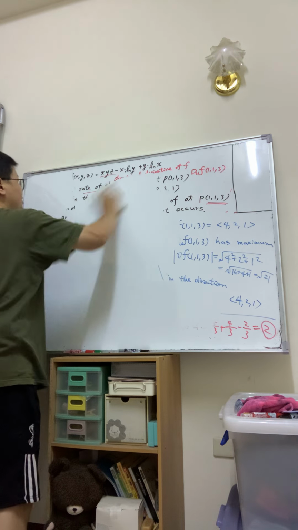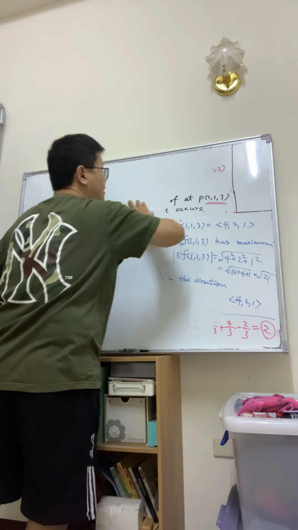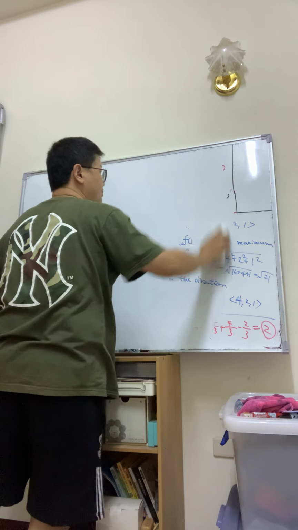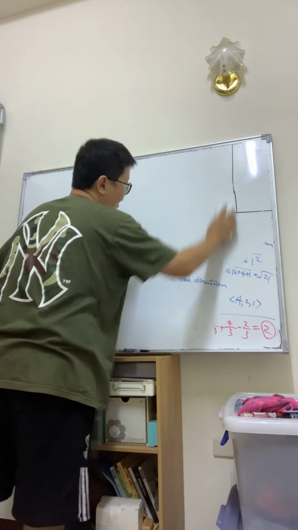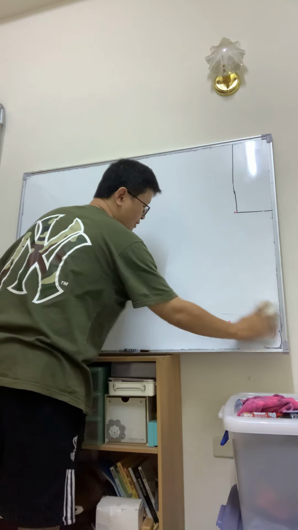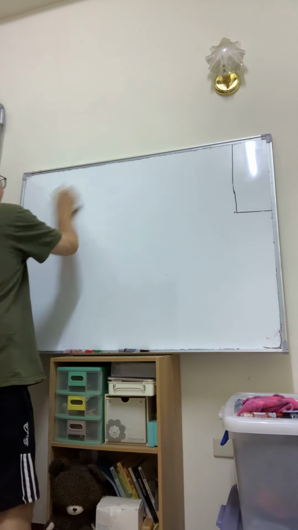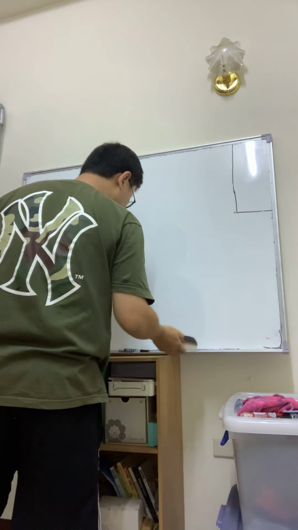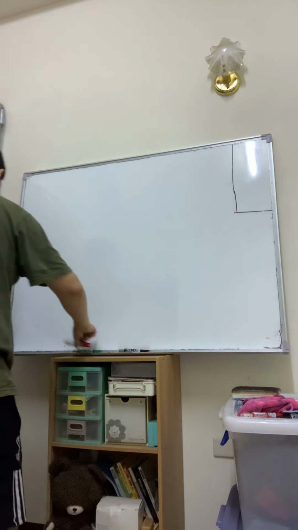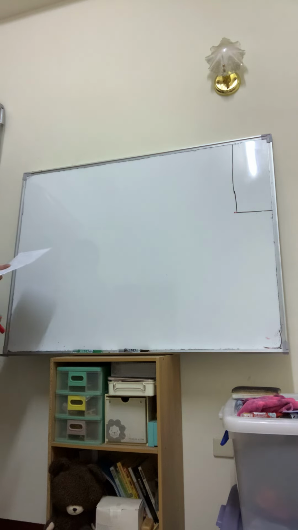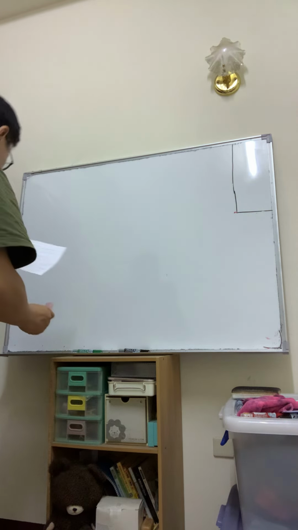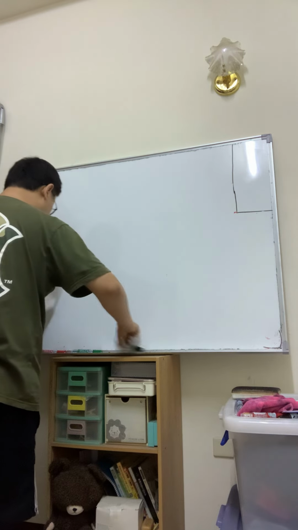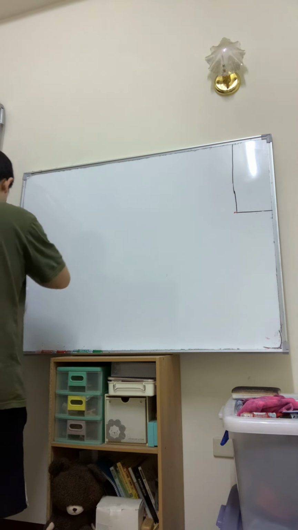Yeah, the directional derivative is one of the most important things. It's the most important thing in chapter 11. You should know how to find its rate of change and the maximum rate of change. Okay, so now let's see the last example.